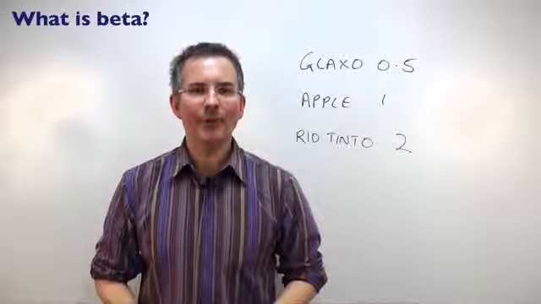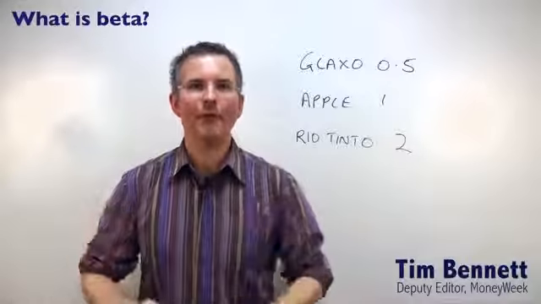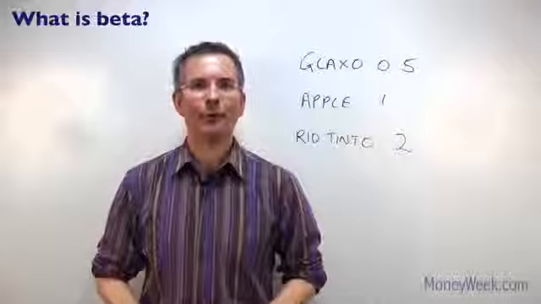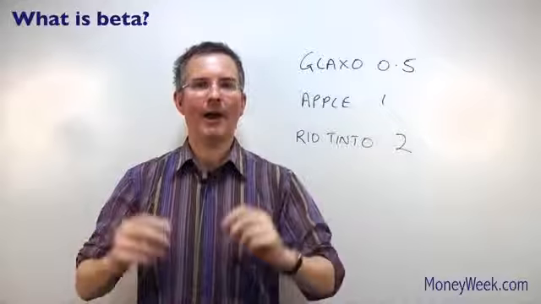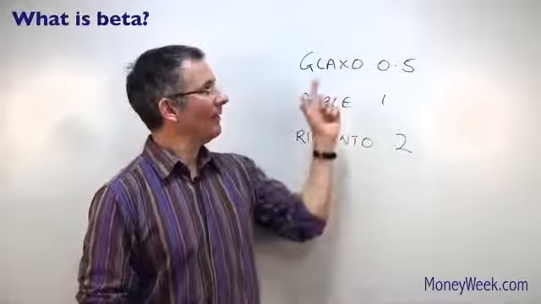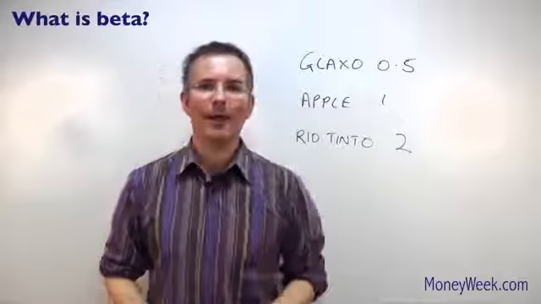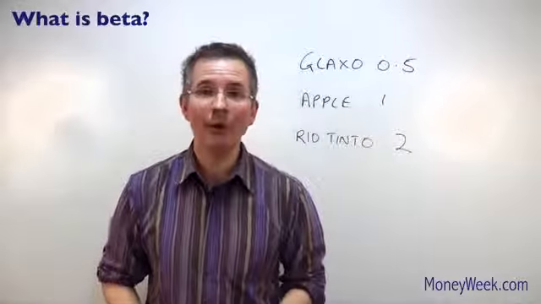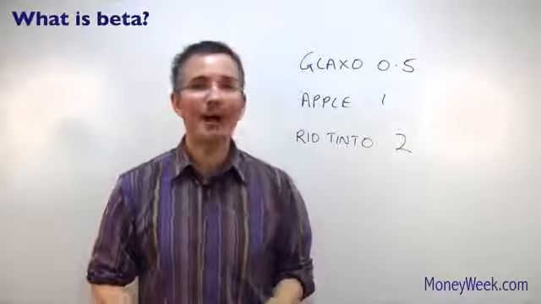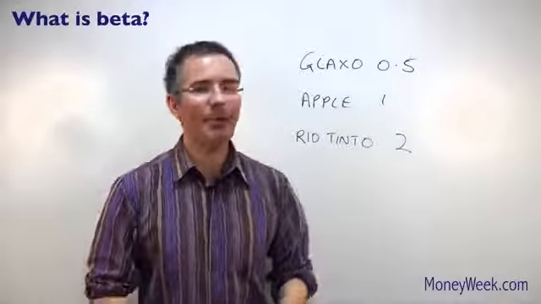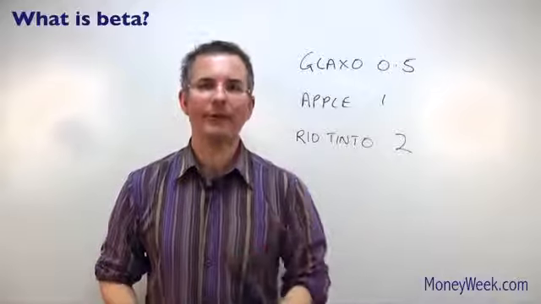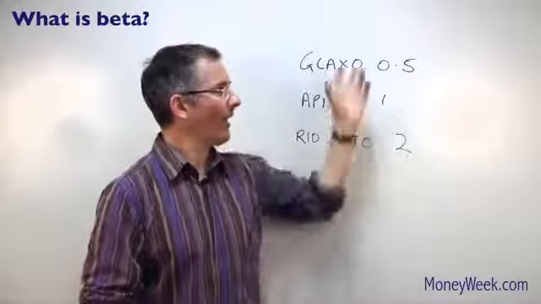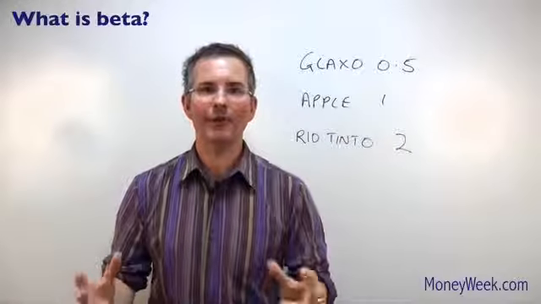So, in today's video, I'm going to explain a very common piece of market jargon plastered all over investment websites and analyst reports, and that's beta. Now, to give you an example, Glaxo has a beta, whatever that is, of 0.5. Apple has a beta of 1, and Rio Tinto, the mining stock, has a beta of nearly 2, rounded slightly. So what are these numbers? When someone throws that at you, what's that supposed to tell you about these individual stocks?